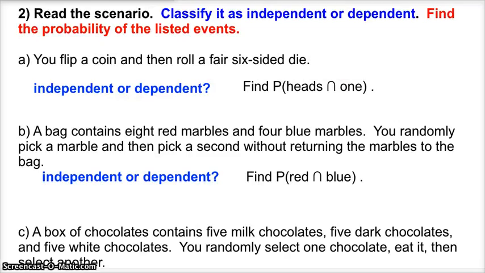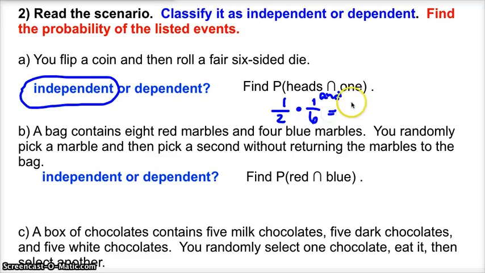Reading through this scenario, classify it as independent or dependent, and then find the probability. It says you flip a coin and then roll a fair 6-sided die. These are independent events because the probabilities are not connected. So finding the probability of getting a heads on a coin and rolling a 1. Well, the probability of a heads is 1 out of 2 possible outcomes, and the probability of rolling a 1 on the number cube is 1 out of 6. So this is a probability of 1 out of 12.